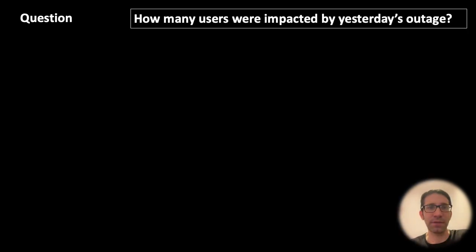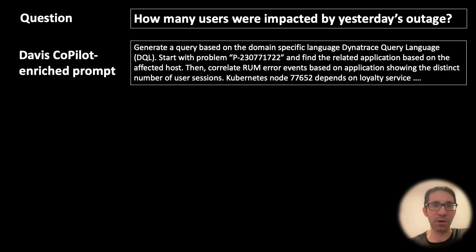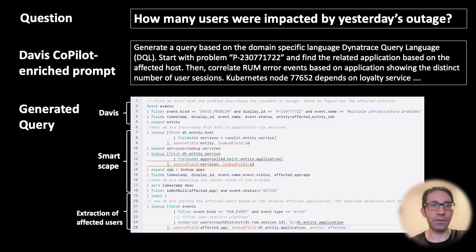Let's look at a slightly more advanced example. Question, how many users were impacted by yesterday's outage? Of course, the large language model cannot know this by itself from its training, so it needs data about what happened to this customer yesterday. So in a first step, our Davis Copilot enriches the prompt with information about this problem, and then the actual query is generated.